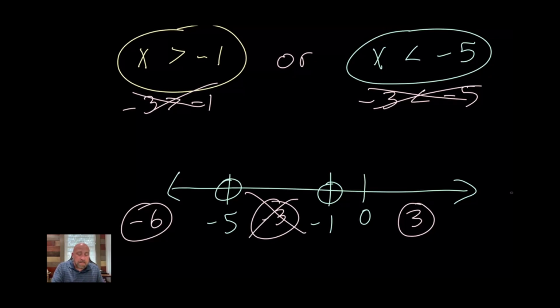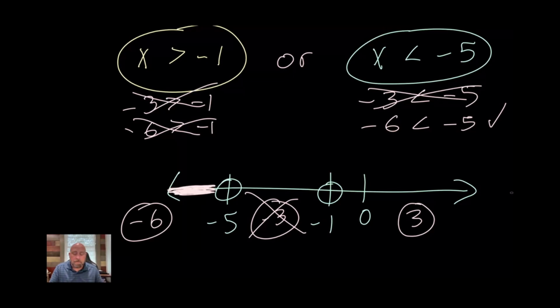Now let's look at negative 6. Negative 6 is greater than negative 1? No, that's not true. Let's use it over here. Negative 6 is less than negative 5? That is true. That works. Because that works, we would color this in. It only works in one, but it only has to work in one because this is an or statement. Over here, we would use the number 3. 3 is greater than negative 1? That is true. So we would fill this in as well.